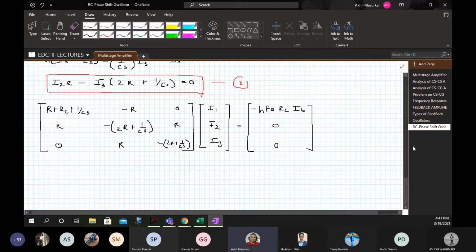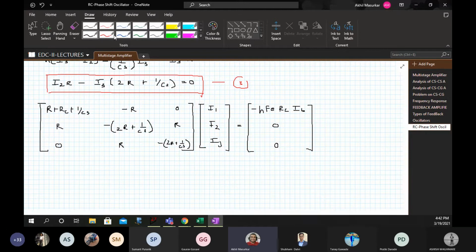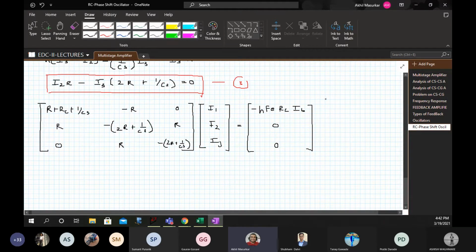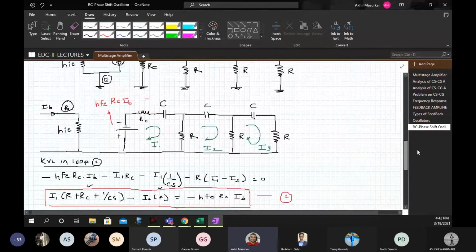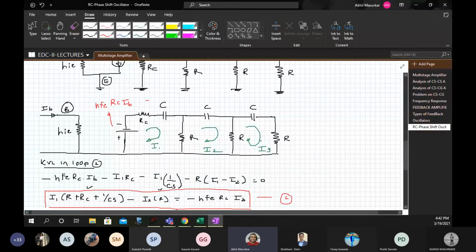Now our major plan is to calculate I3. What is the plan? The plan is to compute I3, and you can see I3 is the current in the last loop.